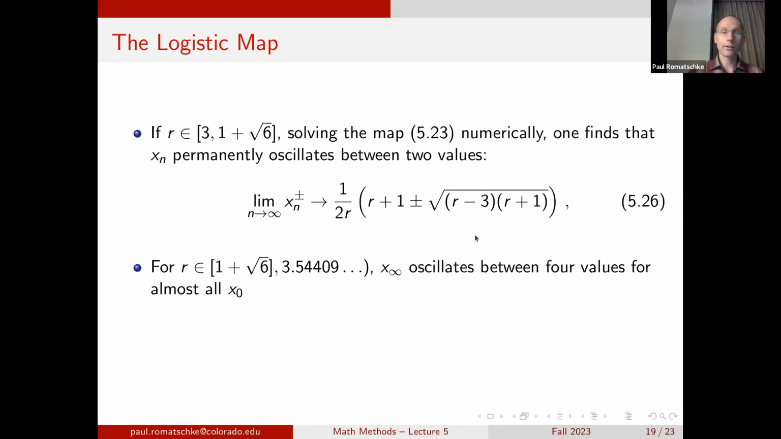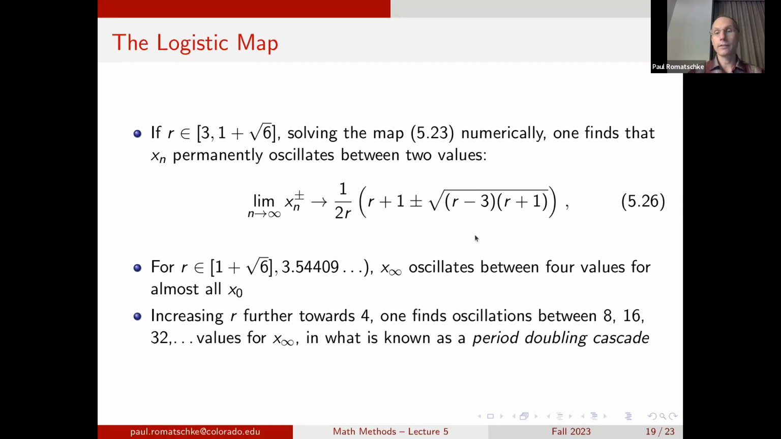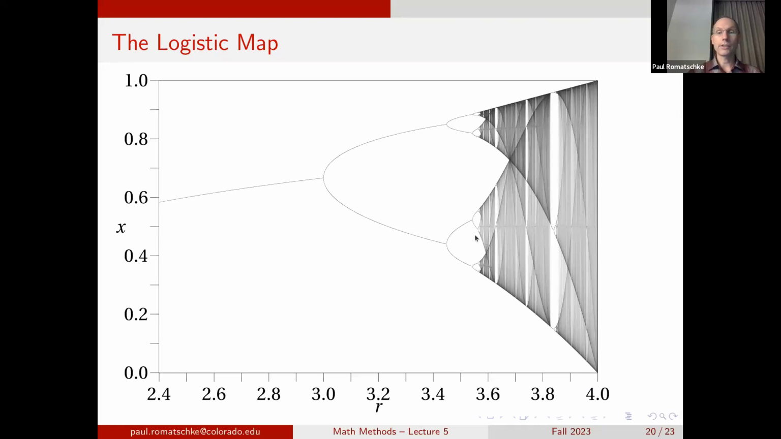And this behavior continues. So as we increase r, we get oscillations between 8, 16, 32, and so forth, values for x infinity in what is known as a period doubling cascade. I have a plot of this logistic map, the limiting value x infinity as a function of the parameter r. For r somewhere between 2 and 3, we get one limiting value, (r minus 1) over r, which is shown as this single line over here.